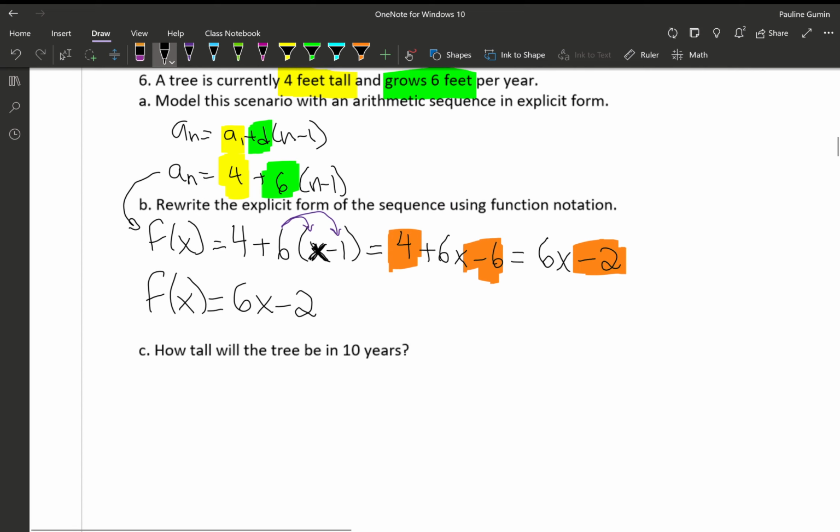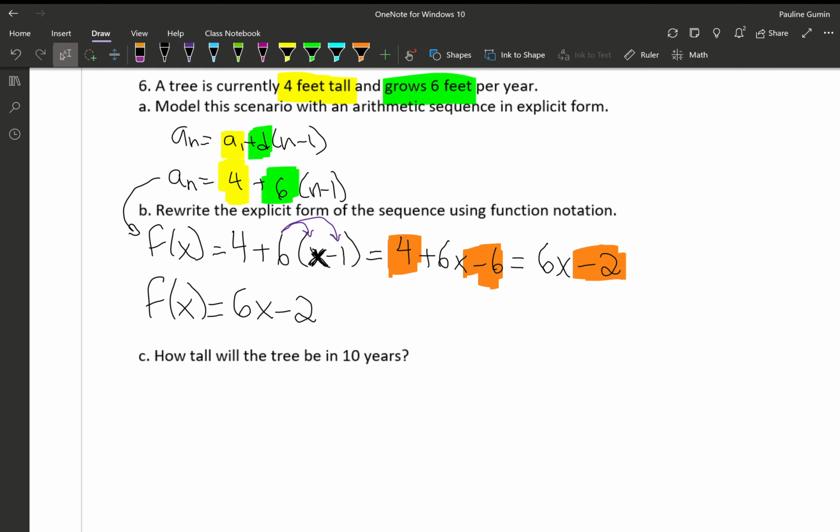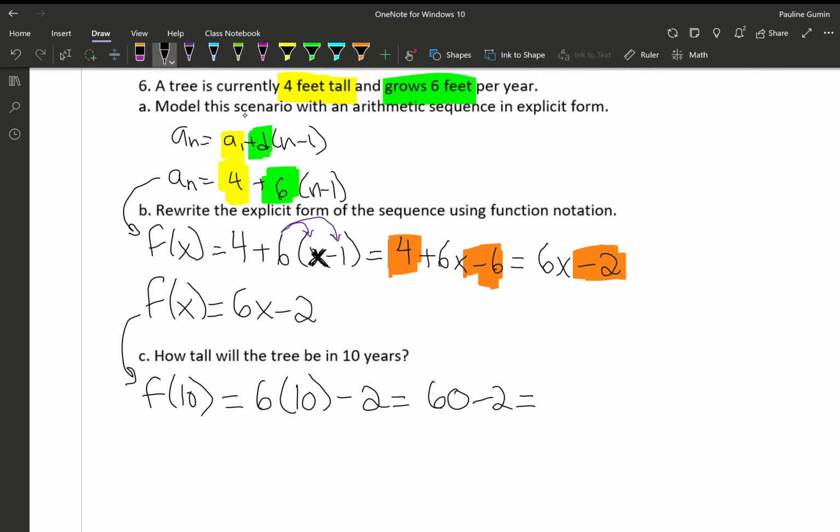All right, one last thing that we need to do is find out how tall this tree is in 10 years. So that means instead of x, we're going to plug in a 10. So f of 10. Instead of 6x, we'll have 6 times 10 minus 2. 6 times 10 is 60, and 60 minus 2 is 58. So 58 feet.